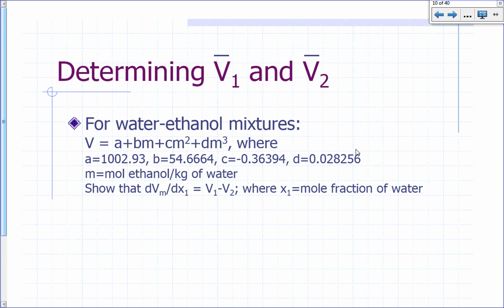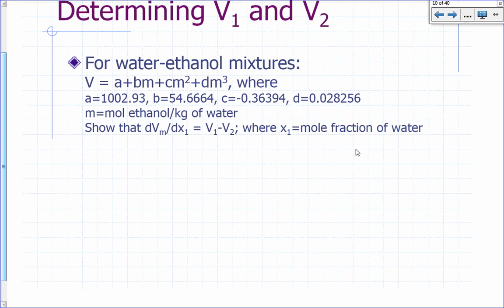Okay, so let's use the method of intercepts now for the same problem we talked about earlier. Remember we said let's show that dVm dx1 is in fact equal to V1 bar minus V2 bar. So how are we going to do that? We already have the expression for Vm, right? And so we just have to know how to express molality instead in terms of mole fraction.